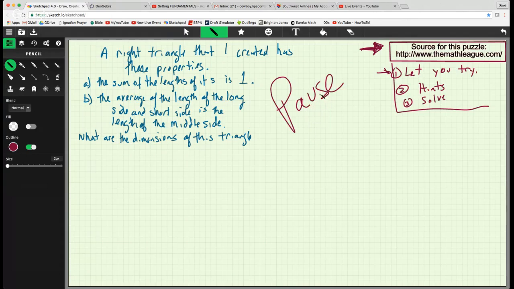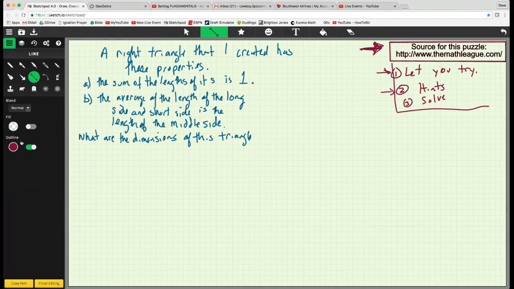Okay, now I'm assuming you're back, and either you need a hint or you want to watch me solve it. So right now I'm going to give you a few hints. Let's look at this right triangle, and let's just draw a picture of it. We're going to say it looks like this.